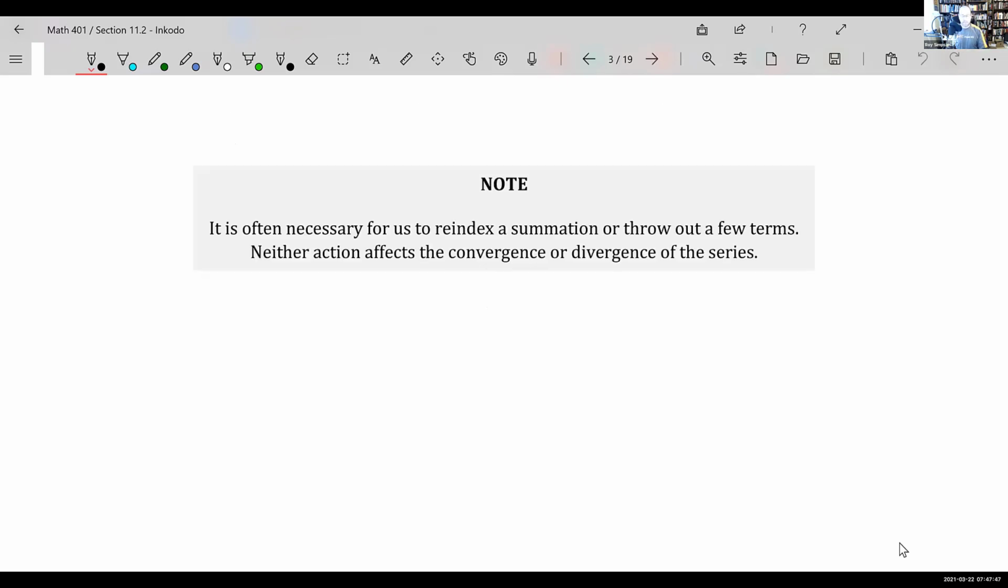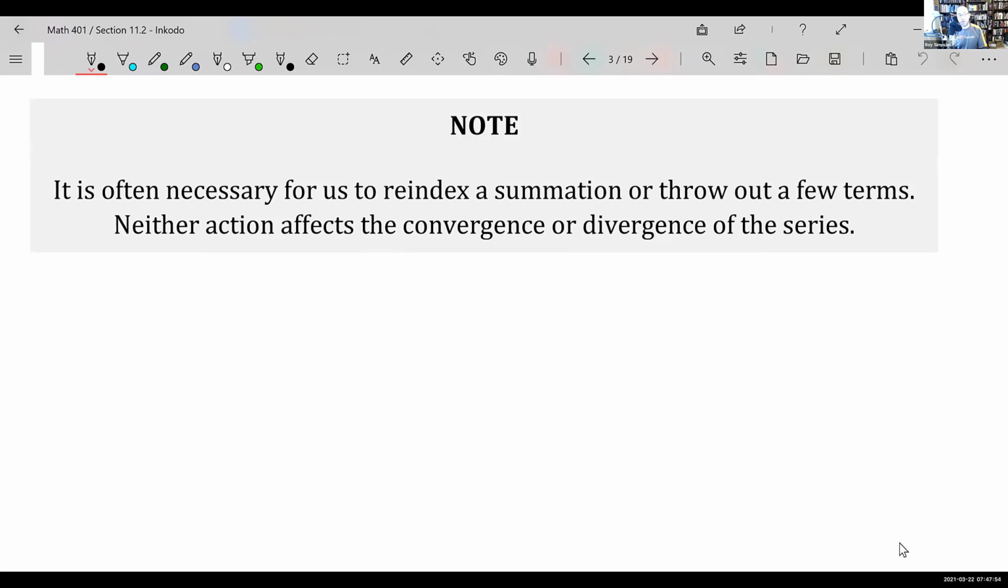Okay. My note here: it's often necessary for us to re-index a summation or throw out a few terms. This is something, again, that is in the review videos, but it just bears repeating here. So if you were handed a summation, and that summation went from, let's just say, n equals 17 to infinity, notice I'm not starting at 1.